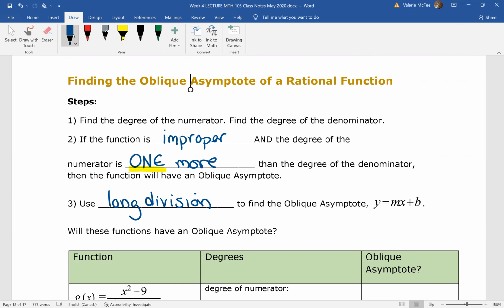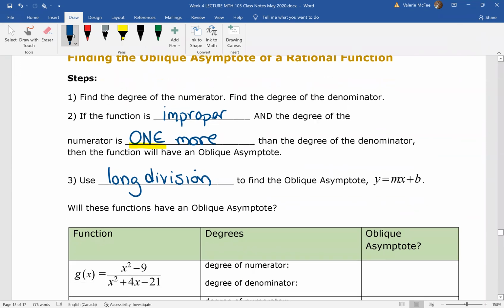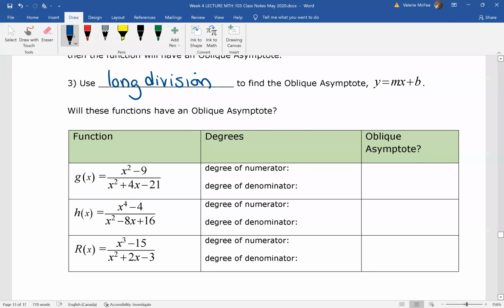Before we practice finding it, let's first identify whether or not functions even have an oblique asymptote. We'll do the first two together. We see the degree of the numerator and the degree of the denominator. This is improper, but it's equal. Will it have an oblique asymptote? No.